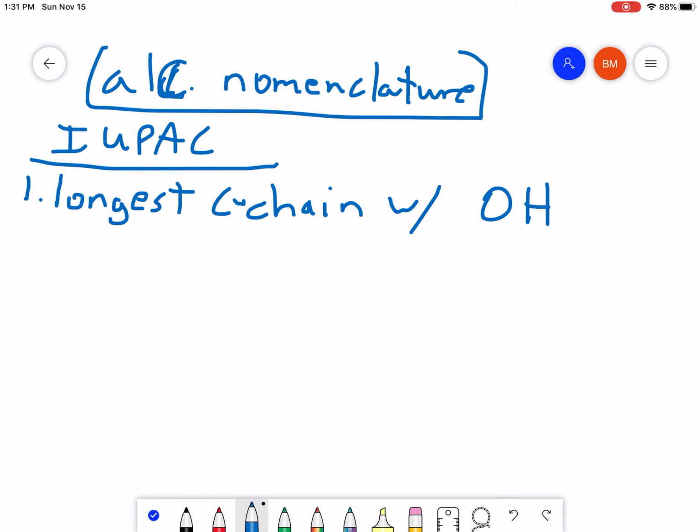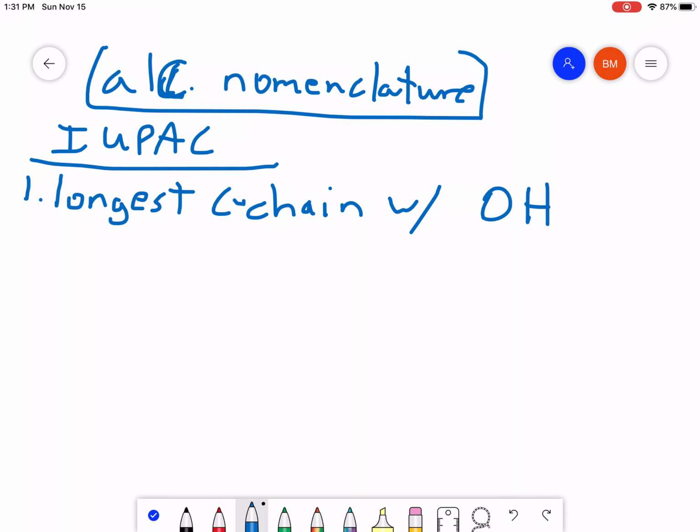You're going to find that OH groups, alcohol groups, are considered more important in the hierarchy of nomenclature than alkyl groups or halides, right? They have priority. So specifically, we need to look for the longest carbon chain with the OH, even if that's not the longest carbon chain overall.